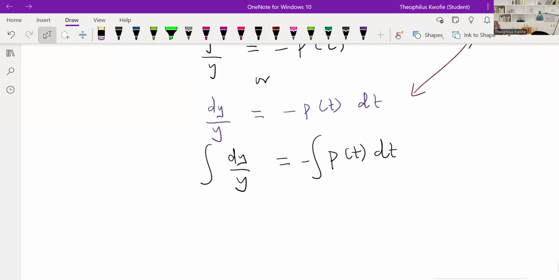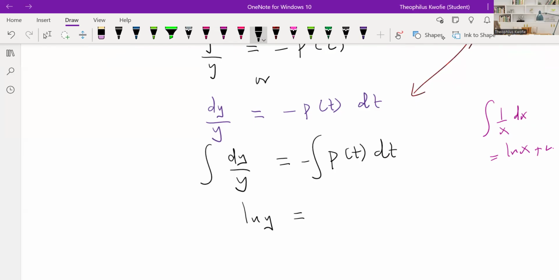Now, if you recall, we learned that the integral of 1 over x is the natural log of x, plus c, because it's an indefinite integral. And it's the same thing here. So if that's the case, then the integral of dy over y is the natural log of y.